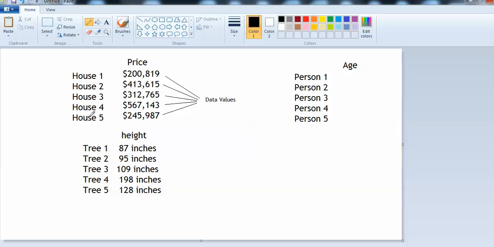So if house 4 and house 5 were both worth the same amount right here, we would still record that same number 2 times. If tree 1 and tree 2 were both 87 inches, we would still record a height for tree 1 and tree 2. We would record 87 inches and then 87 inches again. And we would still say that we have 5 data values, even if 2 of them are repeats, because we did record 5 pieces of information. So these are the data values.